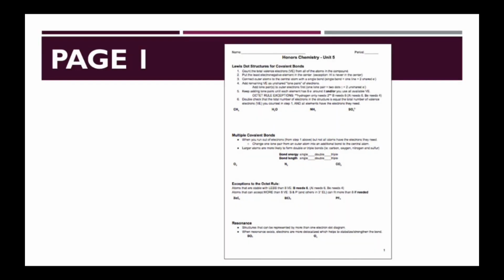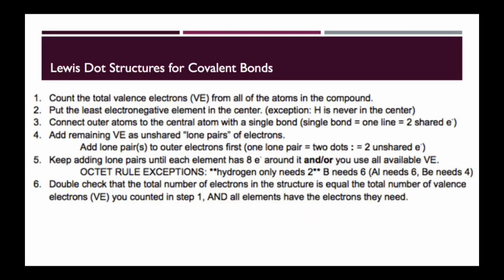So page 1 at the top starts by giving you these 6 steps for how to draw covalent structures. And it's really not this complicated, but it's important that we follow this exact process, even if we start to kind of combine some of these steps together. And the first step is to count the total valence electrons from all of the atoms in the compound.